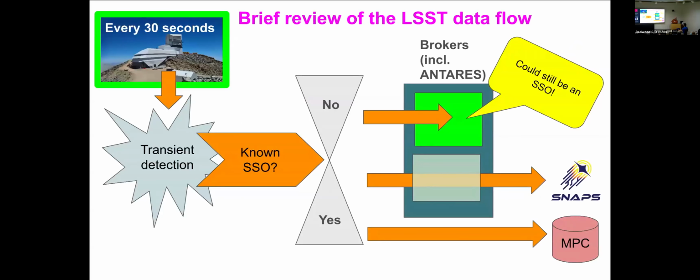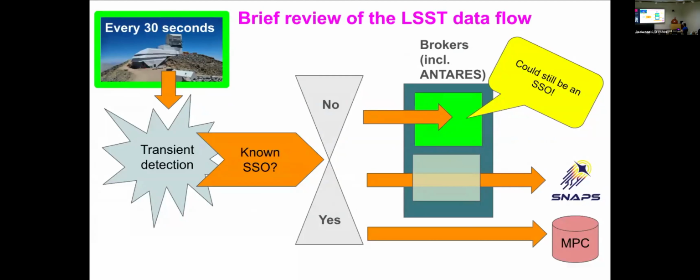In case you just wandered in here from off the street, let me remind you how LSST data flow works. Every 30 seconds, the shutter closes. Transient detection is carried out. The question is asked, is that transient source a known solar system object? Yes or no? If no, then you go on this path up here, broadcast to brokers. I'll come back to that in a moment. If yes, you're on this path down here. Eventually, you'll go directly to the miner, but you also broadcast to the broker.